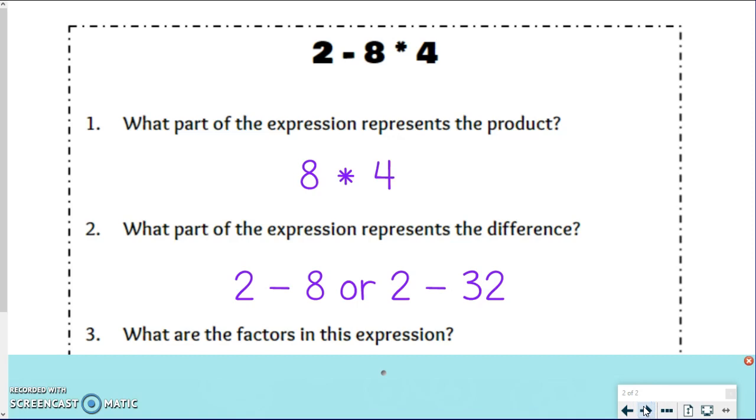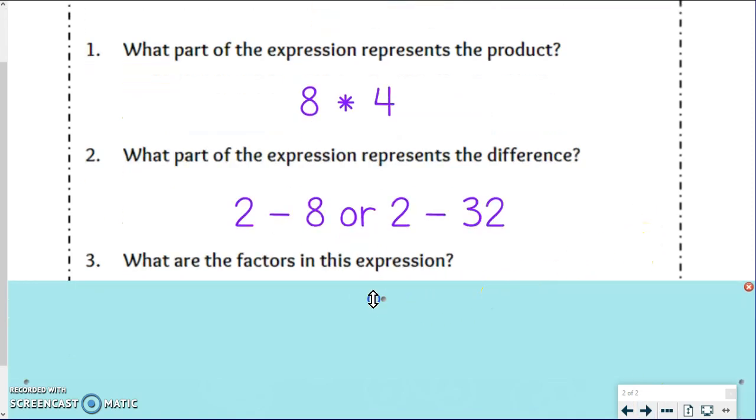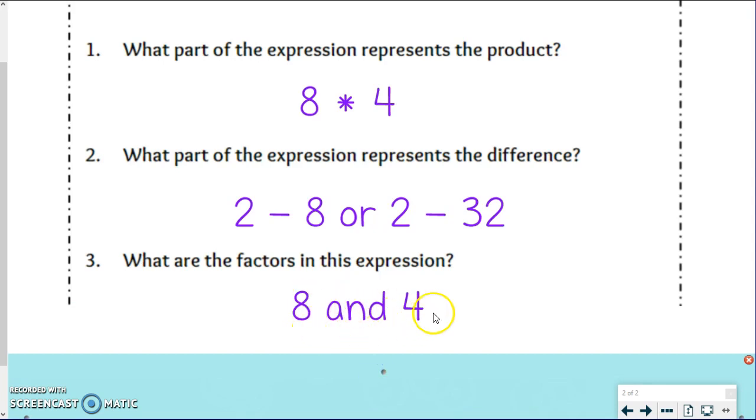But this one doesn't have any variables. I'm just looking for the two numbers being multiplied together, which are 8 and 4. So 8 and 4 are my numbers. So do you see how I wrote that differently? This represents the product, so I wrote 8 times 4. But when I'm talking about the factors, that already tells me multiplication. I want to know what the actual factors are, which is 8 and 4.